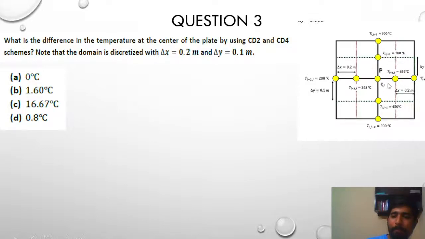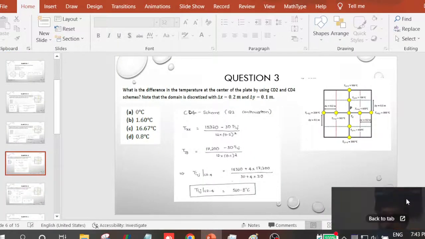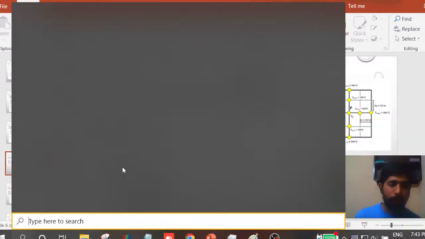Also here the delta x and delta y are different. So you can divide it by whatever delta x square is there, 0.04, and 0.01 delta y square. Can you do this through central difference 2? I am telling, just use the CD2 scheme and let me know the temperature values. If you are finding these things difficult, let me try to solve with you also, so that you will get some confidence.